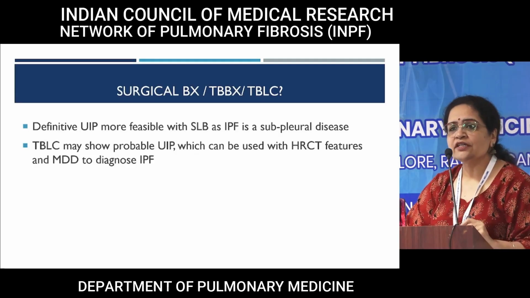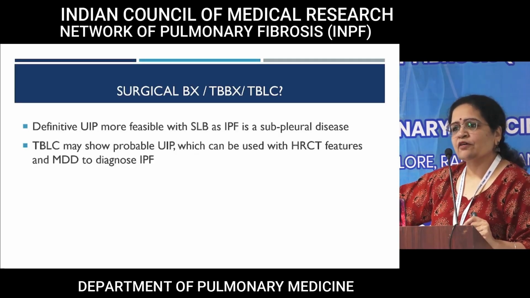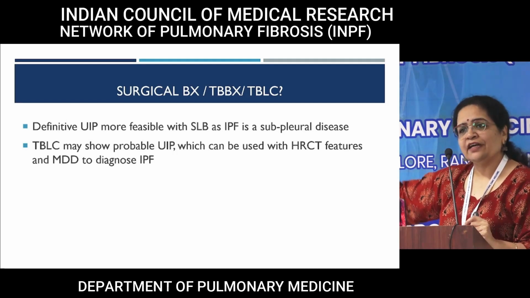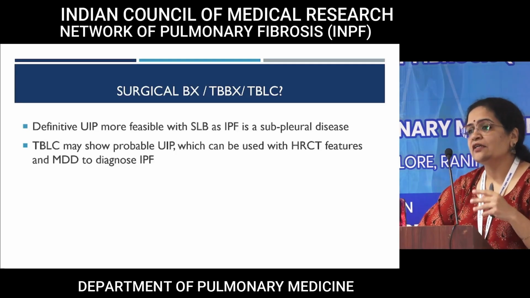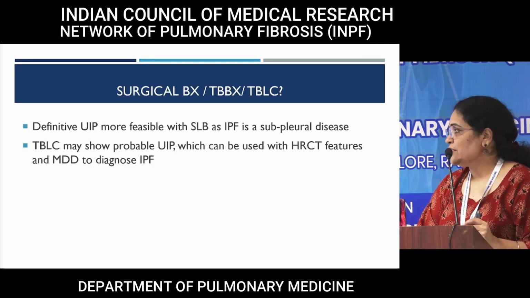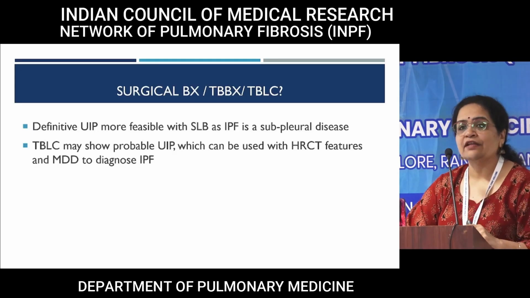So what's the natural history? Very variable. That makes it even more difficult. Some people progress slowly. Some people have exacerbations, some of them have catastrophic progression, and mortality is high. This kind of progression is seen. In the West, many of them progress very rapidly. In our country, it's very, very variable.